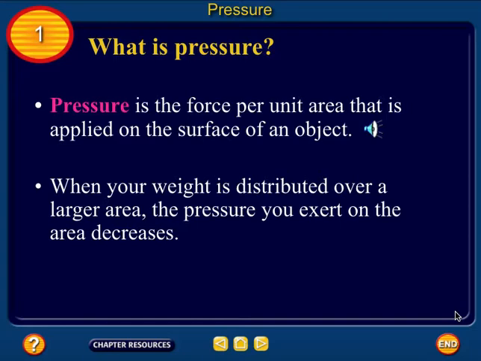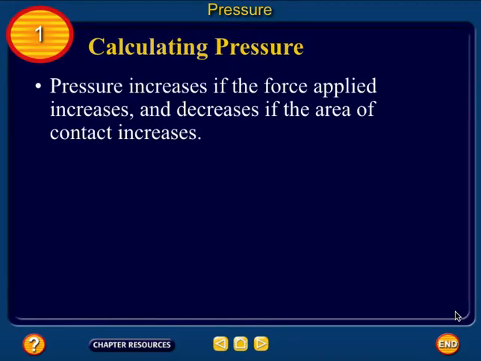Another example is if you're walking through really deep snow, people will wear snowshoes. They increase the overall area so that the force of their body weight pushing down on the snow doesn't allow them to sink through. There's a direct relationship in pressure, the force per unit area. So the weight that's applied to something over the area that weight is applied. Pressure increases if the force applied increases, and decreases if the area of contact increases. So if I'm sinking through the snow with my boots, and then I put snowshoes on, I've increased that contact area, therefore the pressure decreases and I won't sink through the snow anymore.